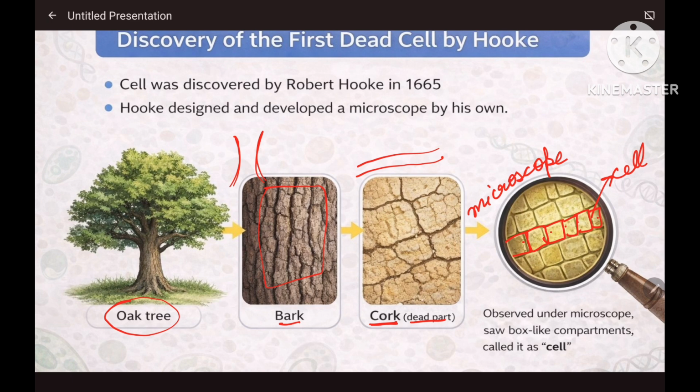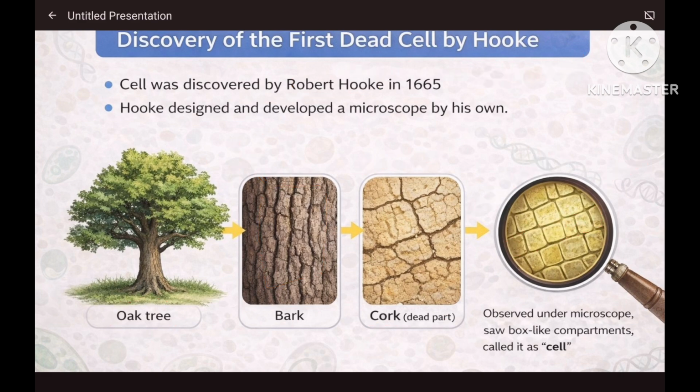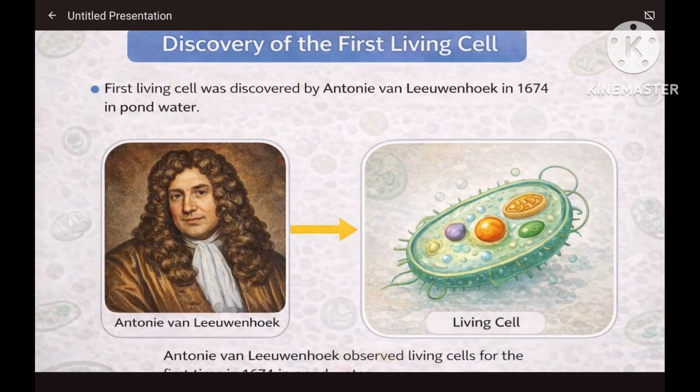So it is very important to note one point here, that the first cell was discovered by Robert Hooke, but it was a dead cell. You can clearly see it was extracted from the oak tree, the bark of the oak tree. So it was clearly a dead cell. So if the question comes, who discovered the first cell? It was discovered by Robert Hooke in 1665. Was it living or was it dead? So it was a dead cell. Alright?